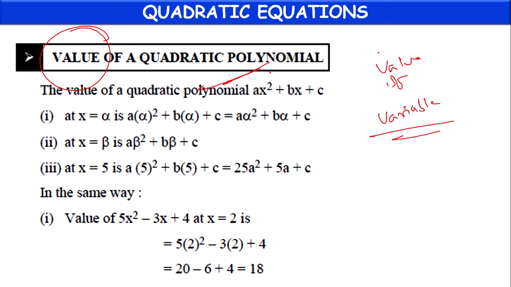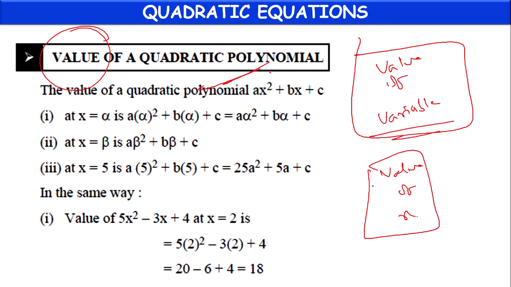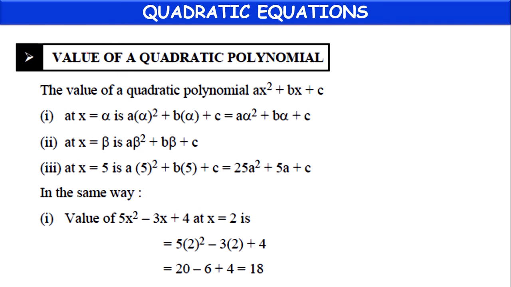Value of variable is different. Value of variable means value of x, or solving the quadratic polynomial. That concept is different, children. Here we are finding the value of a quadratic polynomial when the variable equals a certain value. Then what is the value of the polynomial? That we are learning here.